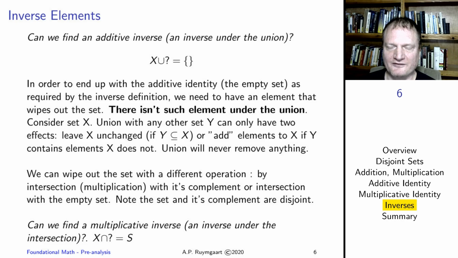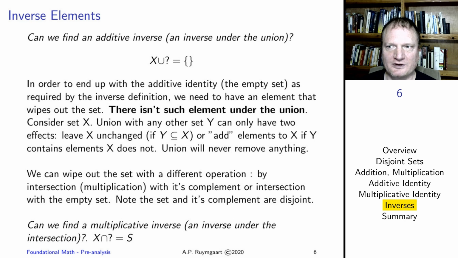Now, what about inverse elements? Let's look at a possible additive inverse for set addition. Remember from the definition of inverse elements, we must have an element, question mark, where x union question mark equals the additive identity, which is the empty set. So we must have an element where x union question mark returns the empty set. In other words, we must do a union with something that wipes out the set x.